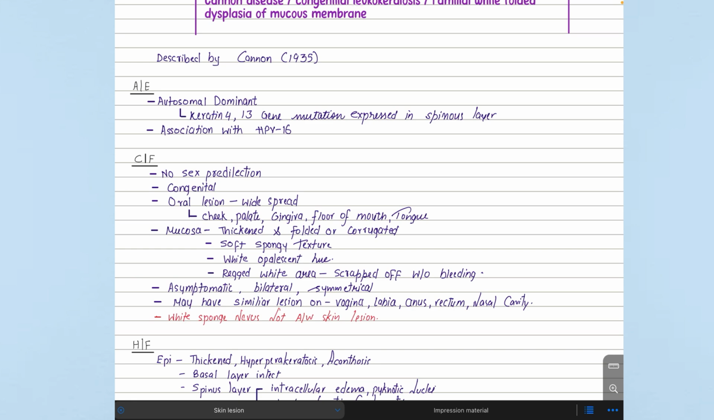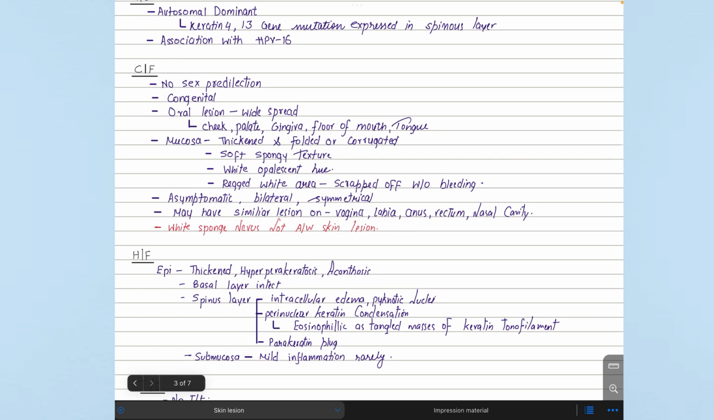Etiology being, it is a genetic disorder which is autosomal dominant, right? In this, there is a defect in the 4th and 13th keratin genes, which leads to defective keratin production in the spinous layer. It is also associated with HPV 16. Clinically, there is no sex predilection because it's an autosomal disease.